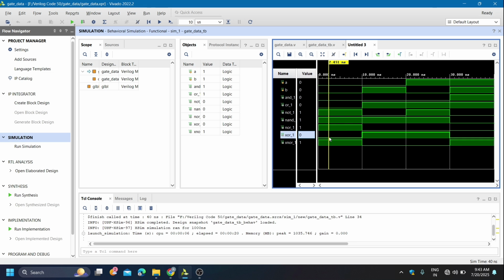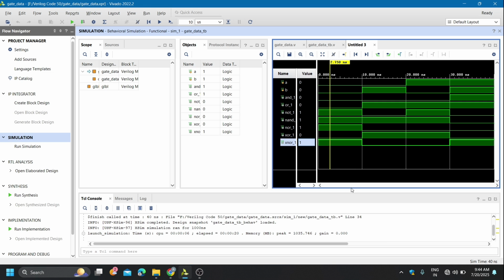Then the XOR gate. When both inputs are 0, XOR is 0. When the inputs are 0 1, the output is 1, for 1 0 it is 1, and when both inputs are high, our XOR output is low. And XNOR is a negation of XOR, so you can see here it's the opposite of the XOR result waveform. This is the simulated result for the logic gates using data flow modeling.